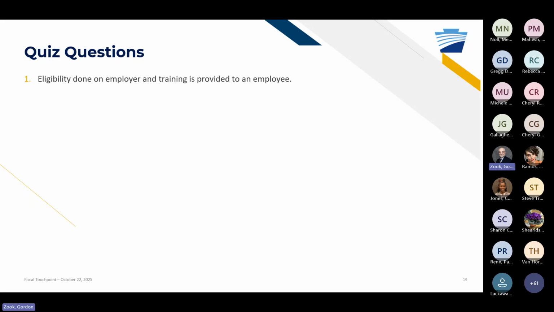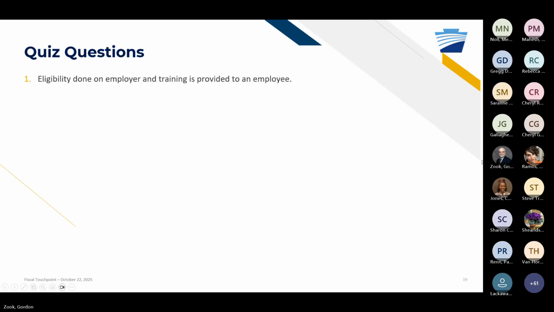So, first question: eligibility is done on an employer and training is provided to an employee. Either put an answer in the chat or come off mute and suggest one. What category would this expenditure go to? You're doing eligibility on the employer, providing training to the employee. Incumbent worker training.